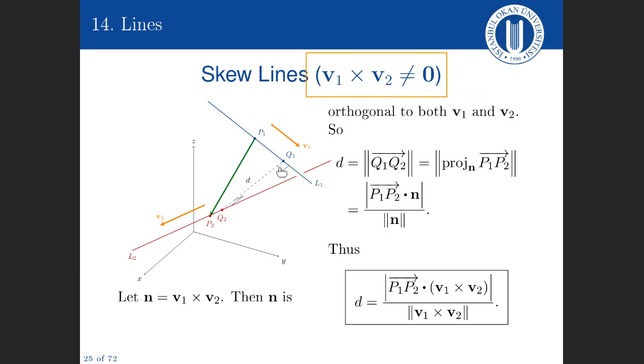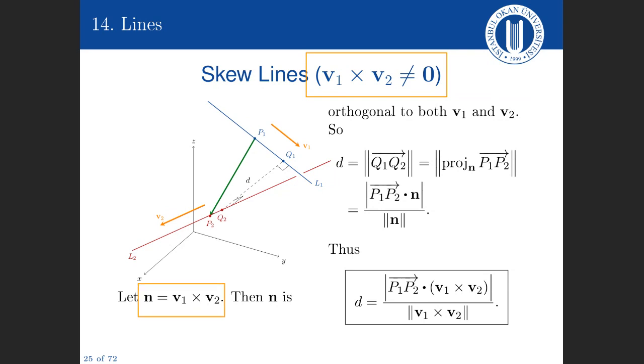For the shortest possible distance, we're going to have a 90 degree angle between line L1 and the dotted line between the two, and a 90 degree angle between line L2 and this dotted line. How can we find a vector which is orthogonal to both line 1 and line 2? We can use the cross product.